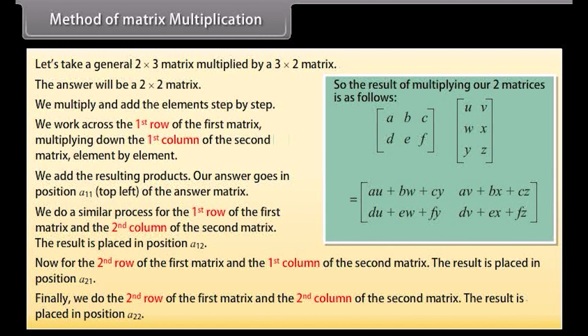So, the result of multiplying our two matrices is the multiplication of matrix row-wise first row a, b, c, second row d, e, f, and matrix row-wise first row u, v, second row w, x, third row y, z produces matrix row-wise first row au plus bw plus cy, av plus bx plus cz, second row du plus ew plus fy, dv plus ex plus fz.